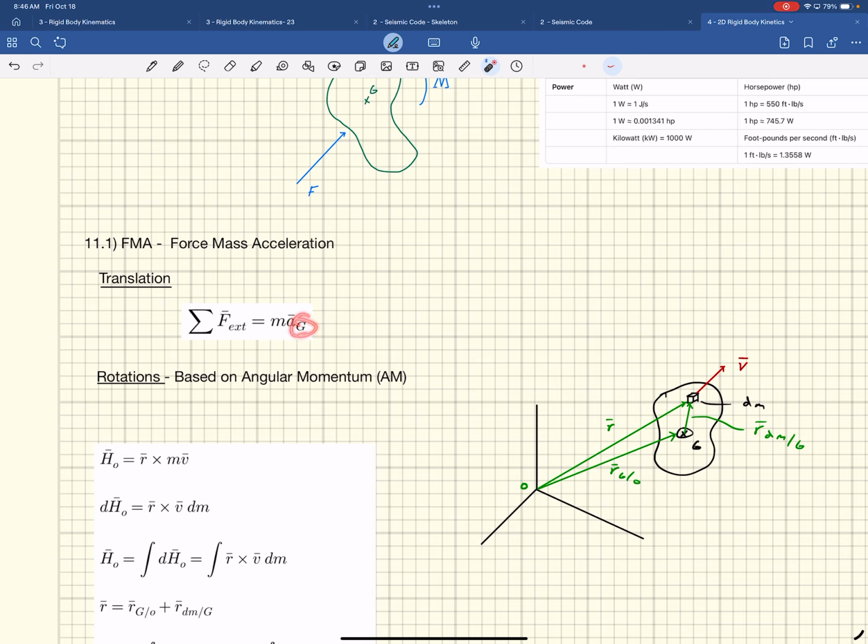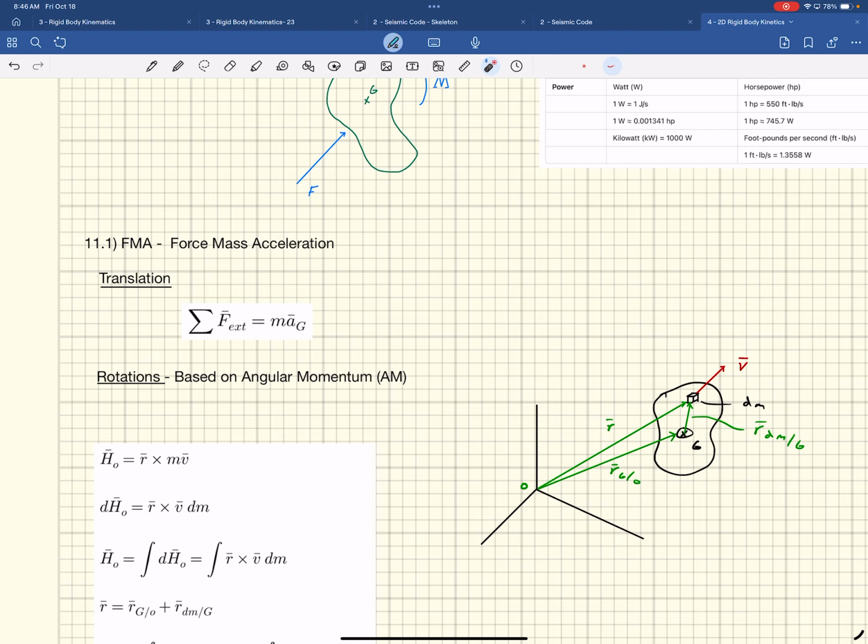And that G there stands for center of mass. Why? I don't know, right? They chose center of mass in this thing. So at least in 2D stuff, in planar stuff, we're going to get 2 equations of motion out of this. Sum of the forces in x and sum of the forces in y are equal to mass times acceleration of the mass center, right?